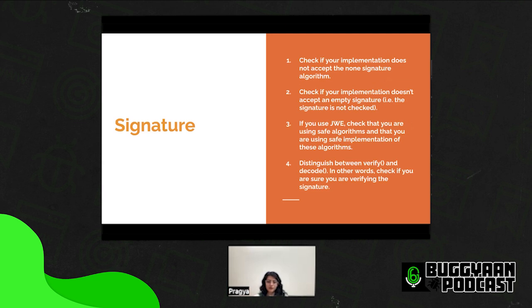Then for signature, there are a few best practices as well. So first is check that your implementation does not accept the none signature algorithm. So this is for the first attack that we discussed, the none algorithm attack. So just make sure that your implementation does not accept the none algorithm in the header. Second is check that your implementation doesn't accept any empty signature. So there is another attack where if you send a JWT without changing anything and just by removing the signature, the server accepts it. I haven't put it in the slides, but it is there.